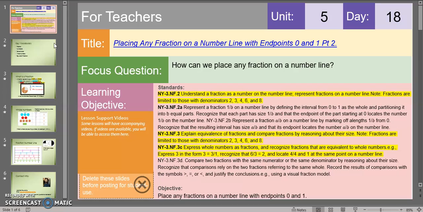In this lesson, we will be discussing fractions on a number line. The highlighted standards you see will be elaborated in this PowerPoint, in addition to key vocabulary that will be helpful for students to learn, opportunities to practice, and succeed in this unit.